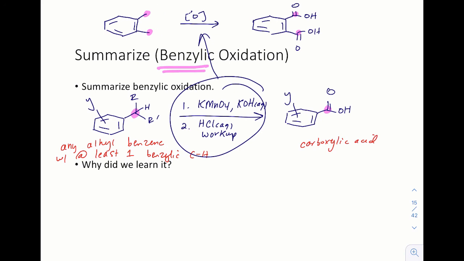Why did we learn this reaction? Well, it can be useful in synthesis. We've just worked out a few problems where we could utilize benzylic oxidation as a key step. We also found some alternatives to it, right? But it is honestly more interesting because it is the laboratory version of the processing of aromatic compounds that occurs in the liver.